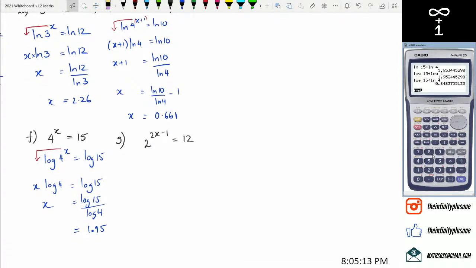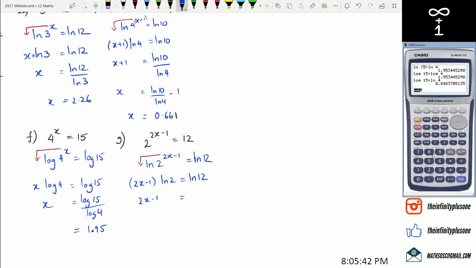All right, guys, I'm going to go through question G now. So what have you got? We're going to do the same thing. We're going to take logs of both sides straight away. So we get ln of 2 to the power of 2x minus 1 equals ln of 12. And then the next thing is bring the 2x minus 1 down to the front, which means we get (2x minus 1) ln of 2 equals ln of 12.